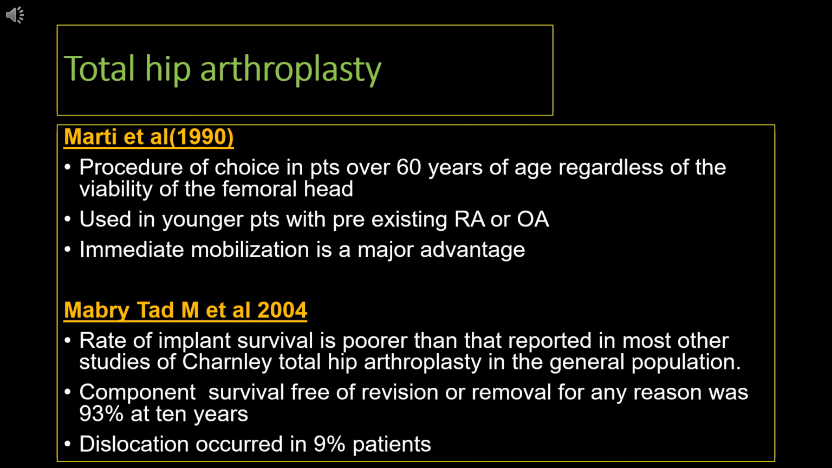Rate of implant survival is poorer than that reported in most other studies of the Charnley total hip replacement in the general population. Component survival free of revision or removal for any reason was 93% at 10 years. Dislocation occurred in almost 9% of the patients. This study was published in 2004.